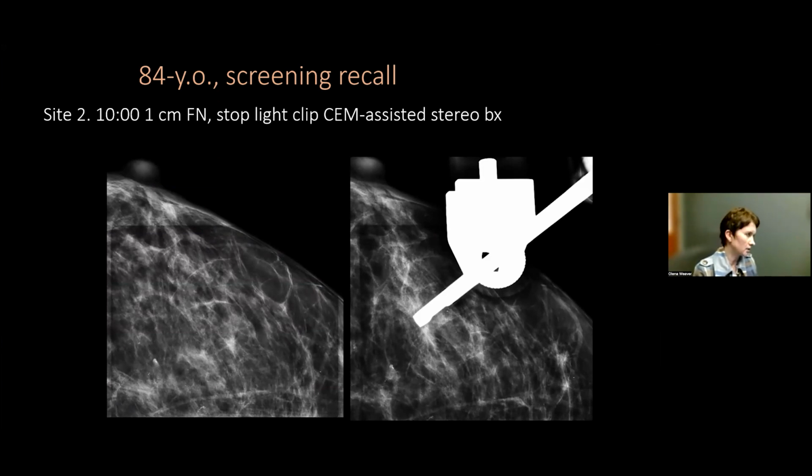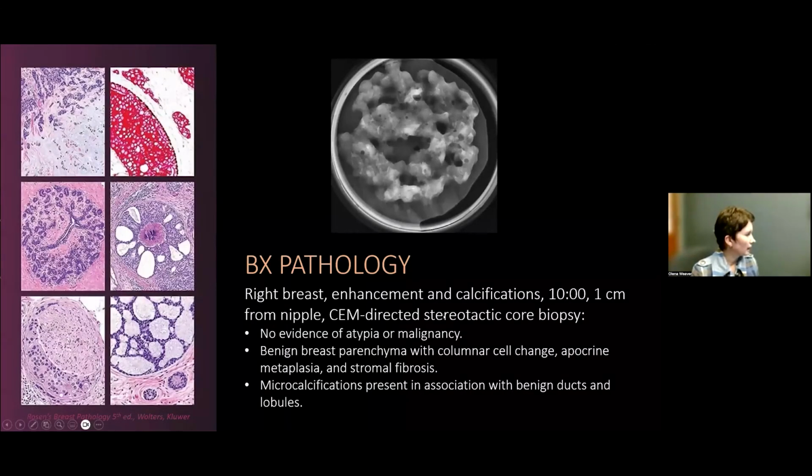But in this case, we did not attempt the second biopsy as a CEM biopsy because it was done during the same injection. So we did what we call CEM-directed stereotactic biopsy. So we saw where the calcifications are corresponding to that lateral area of enhancement, and we ended up doing a stereo biopsy of that and just got no atypia or malignancy. So that was a benign biopsy.